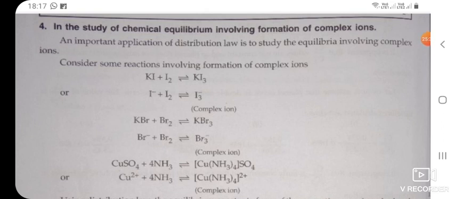In the study of chemical equilibrium involving formation of complex ions, an important application of distribution law is to study equilibria involving complex ions. Consider some reactions involving formation of complex ions.